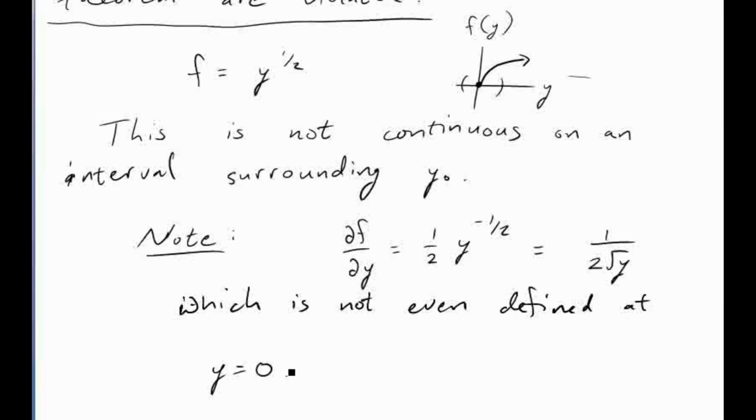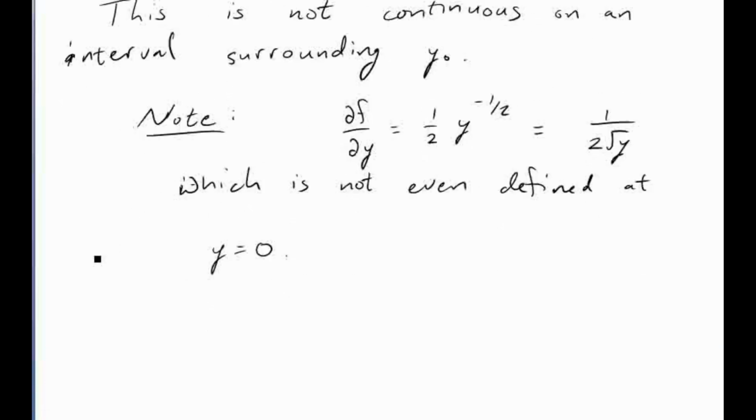So it's actually even worse. It's not only not continuous on an interval surrounding it, it's not even defined at it. So the partial derivative of f with respect to y is very, very bad as far as the conditions of the theorem go. All right.